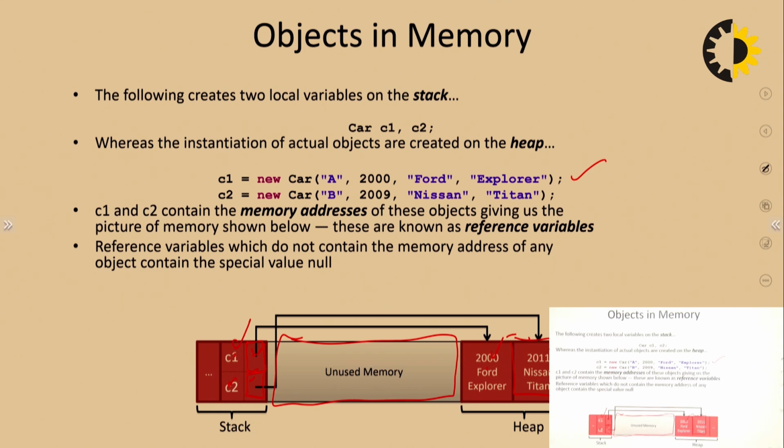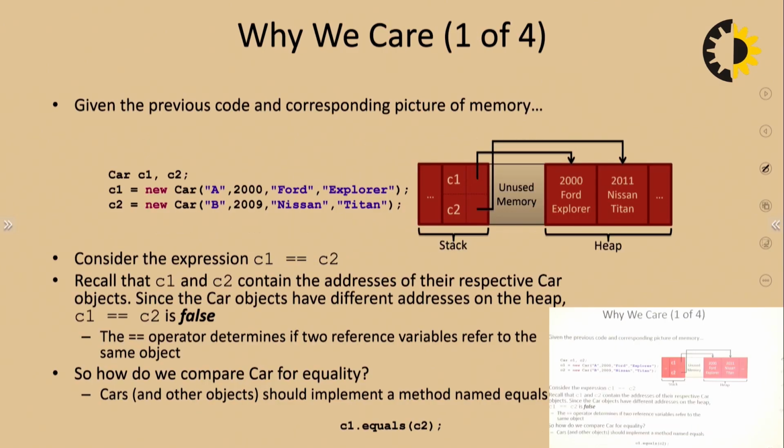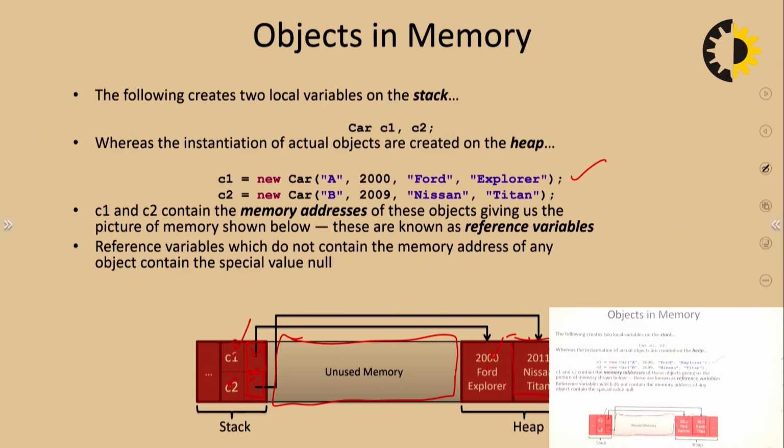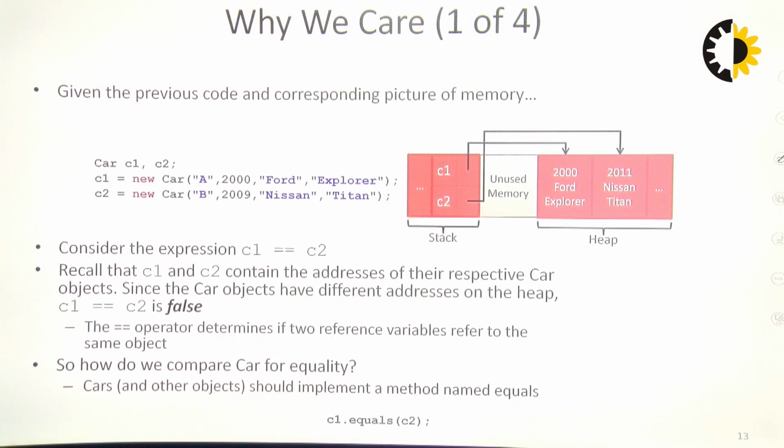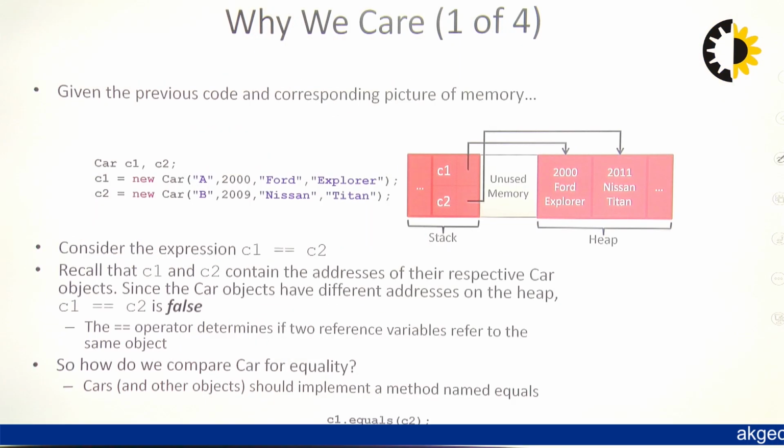The data is to be stored in heap memory. Here you can better understand the object. You can better understand the picture of what objects are in memory. Why we care about this: C1 and C2 both are objects.